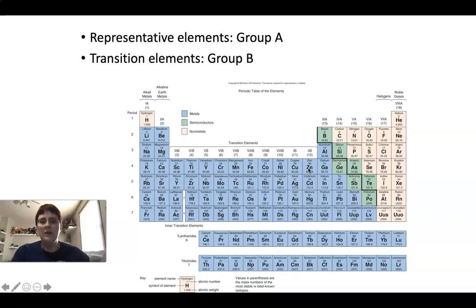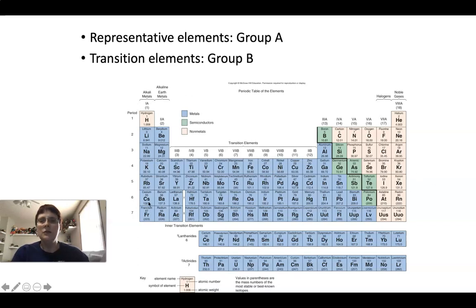The B elements are all of the ones here in the middle, as well as these 2 lines down here at the bottom. These, especially right here, are called the transition elements. They are transitioning from these 2 to these ones over here. All the transition elements, as we'll see, are metals, and they all have similar characteristics.